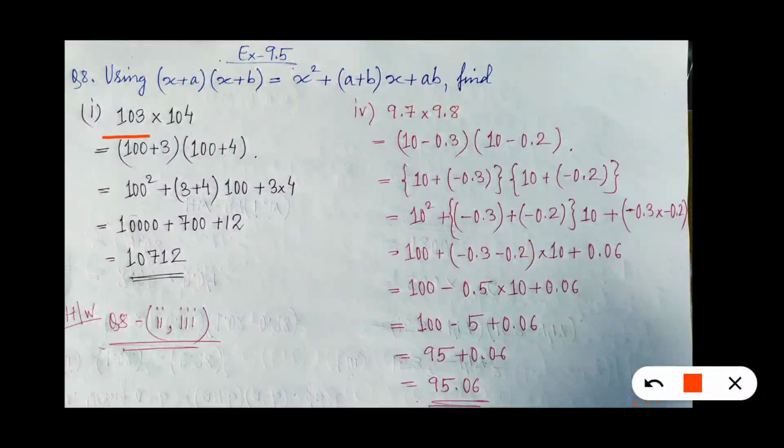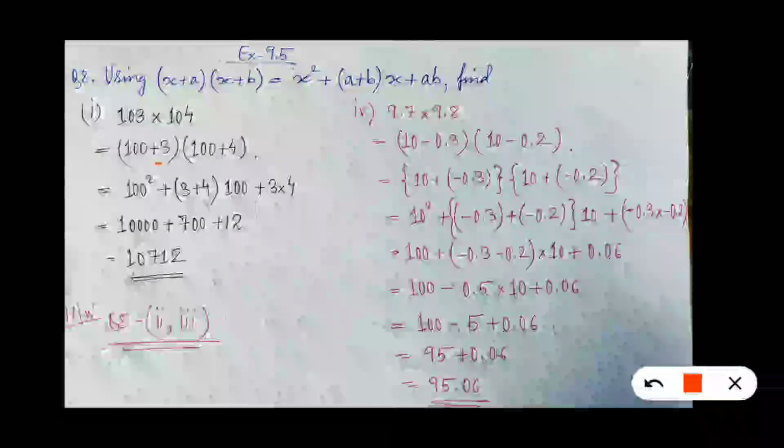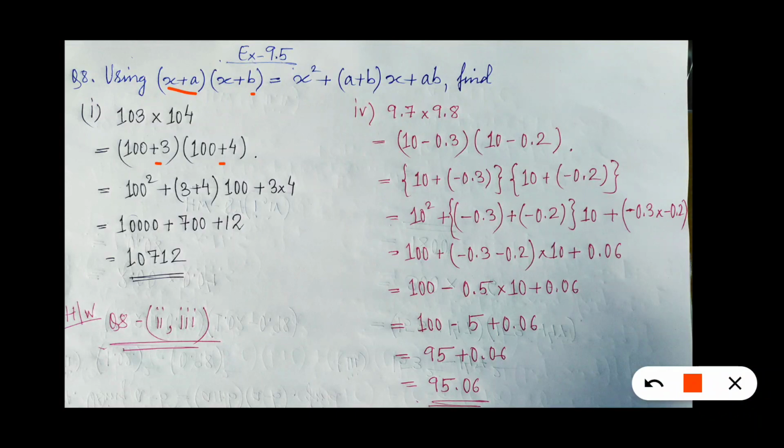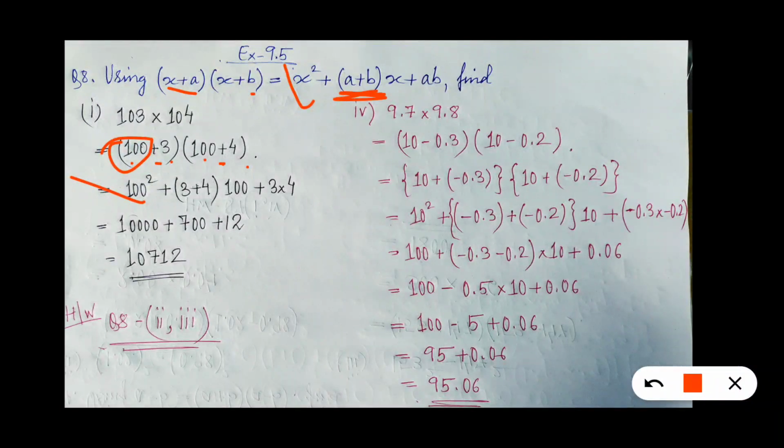103 is nearest to which number ending with 0? 100. So 100 plus 3 is 103. This is also 100 plus 4. Now see, 100 is the same. The first one is the same, but the second one is different, and on both sides we have a plus sign, as we have here too. So this is x plus a, x plus b. We write x square, and our x is 100, so 100 square. Then in the formula we have a plus b, that is 3 plus 4, into x, that is into 100, plus a into b, that is plus 3 into 4. This is how you'll have to use the formula.